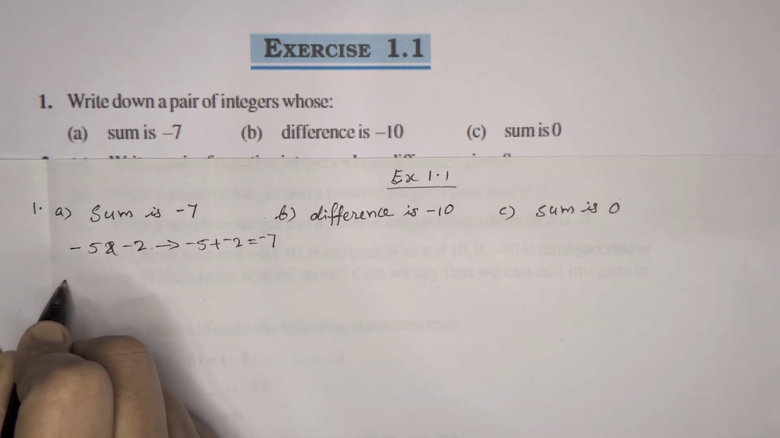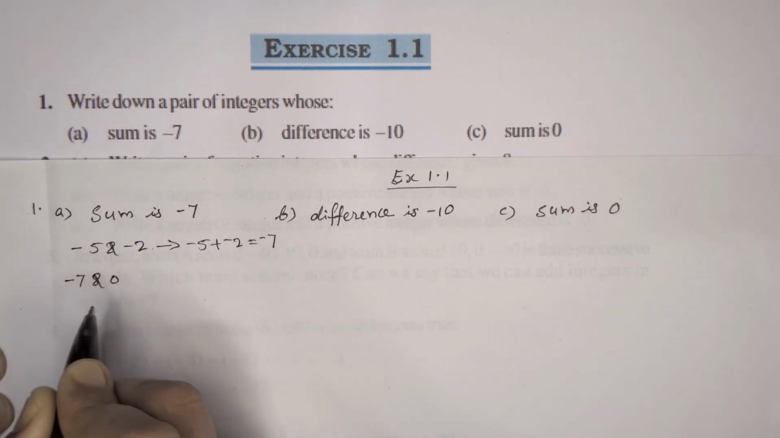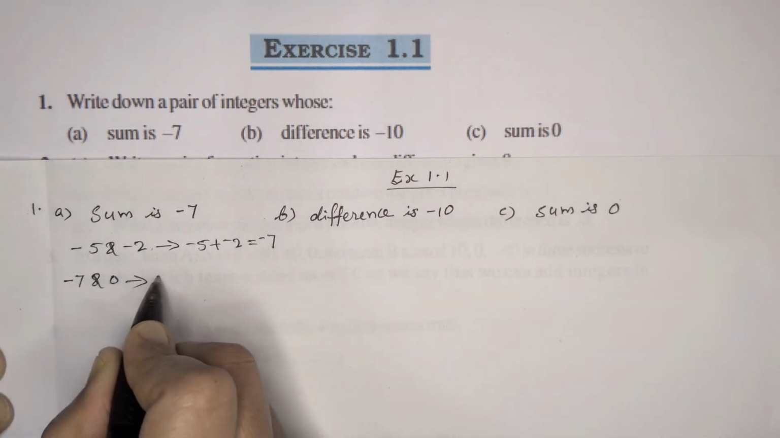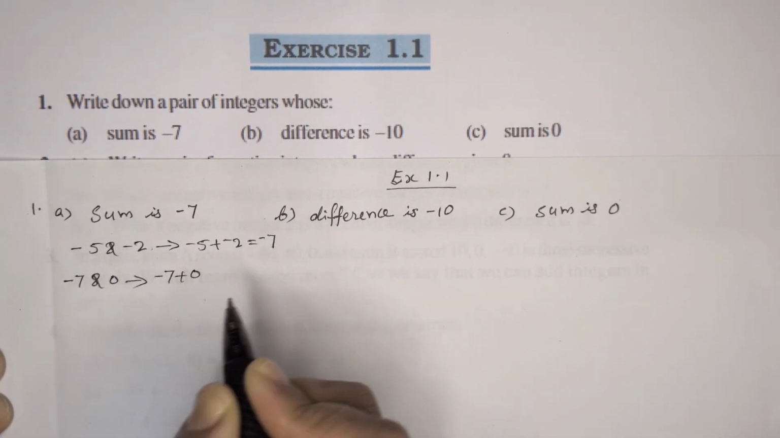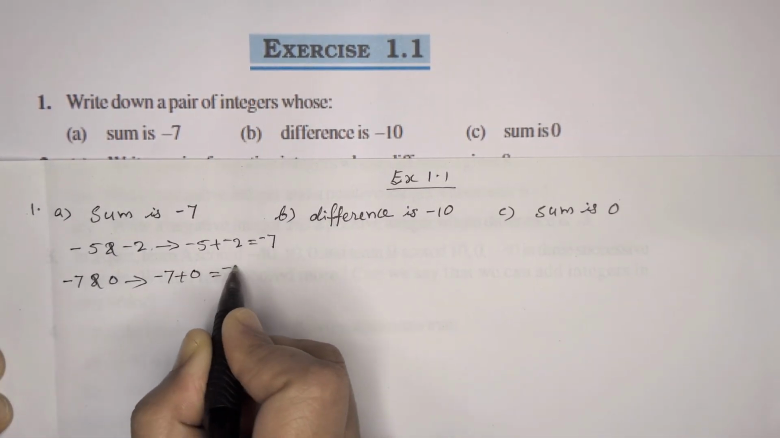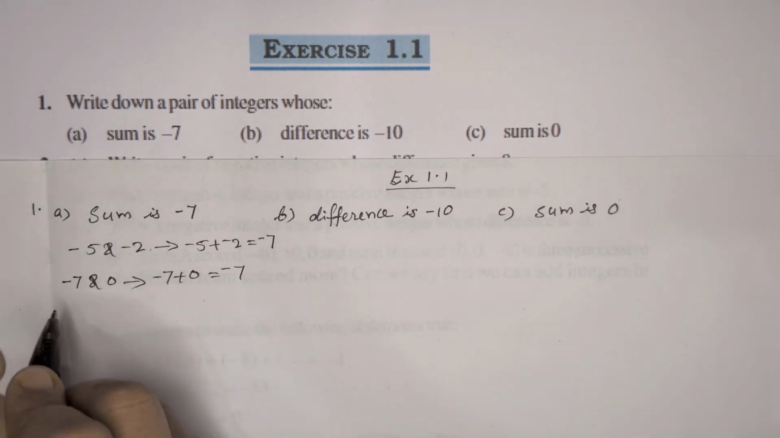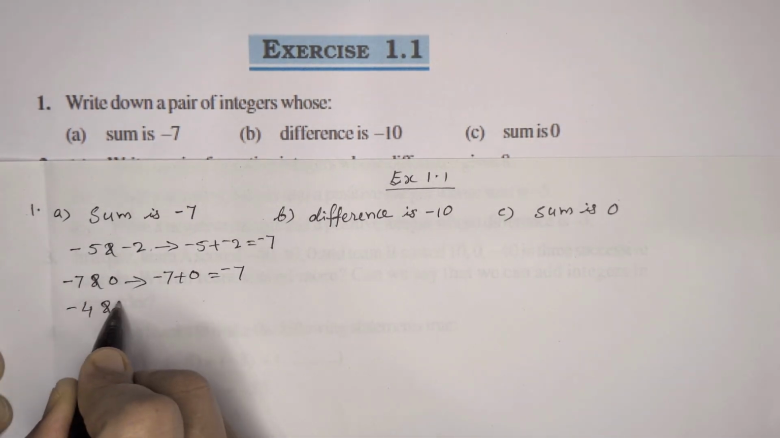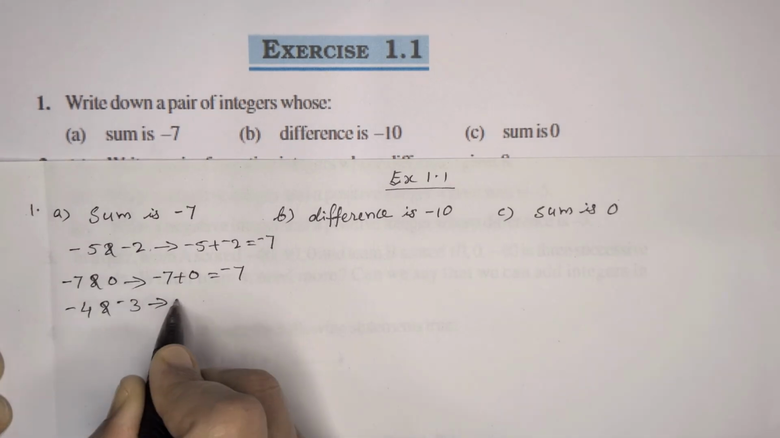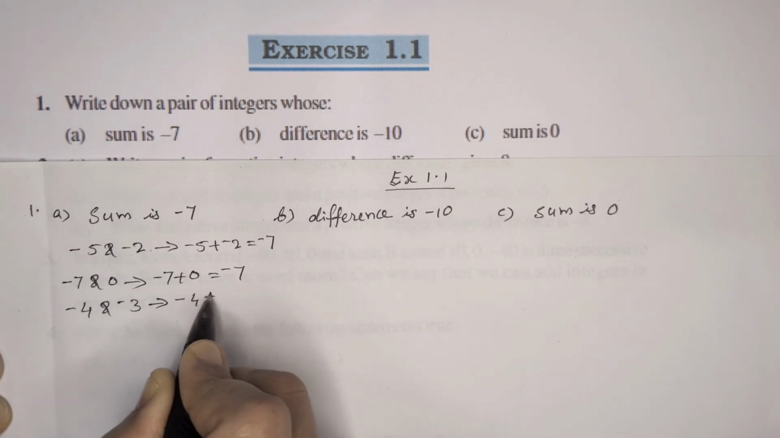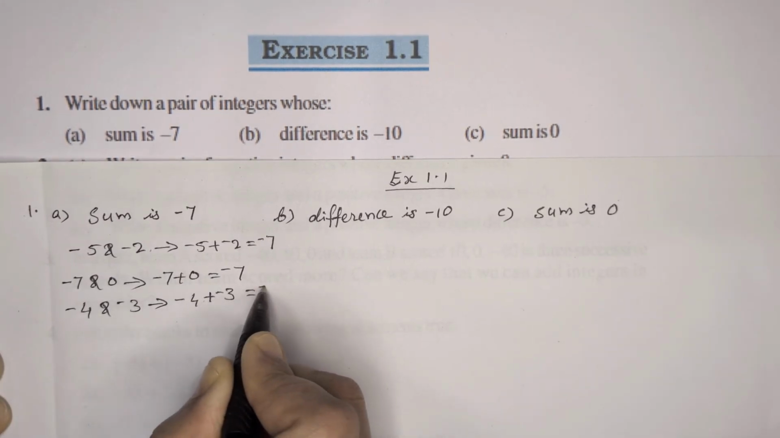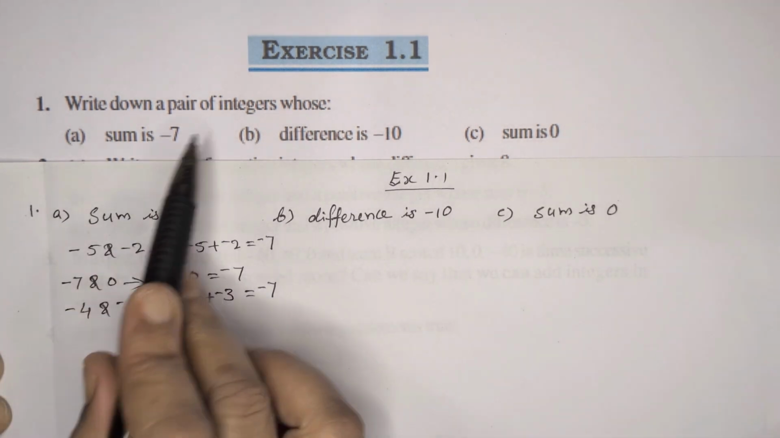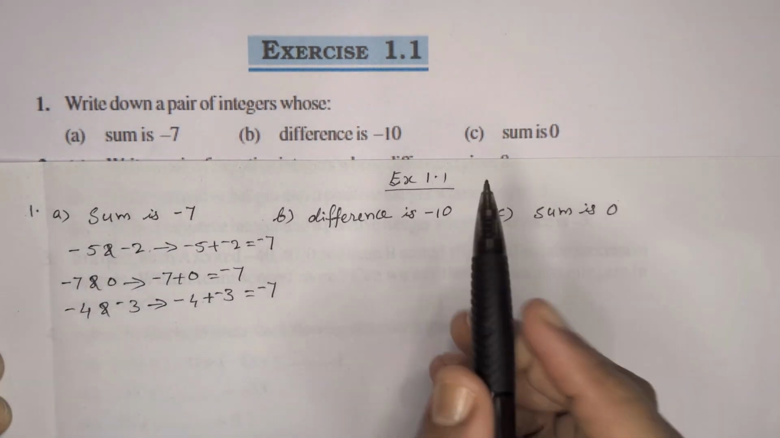Another example, minus 7 and 0. That is minus 7 plus 0 is equal to minus 7. Any number you can take. Minus 4 and minus 3. That also, when we are adding, minus 4 plus minus 3 is equal to minus 7. Here is just one pair. You can take any numbers.